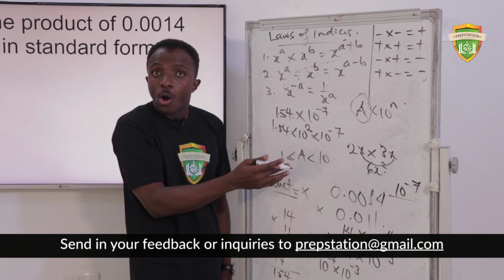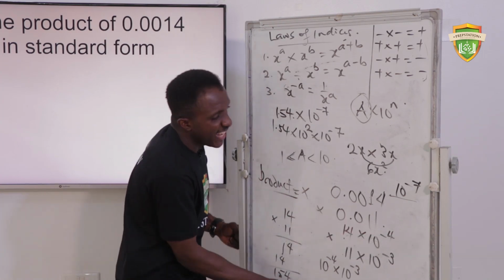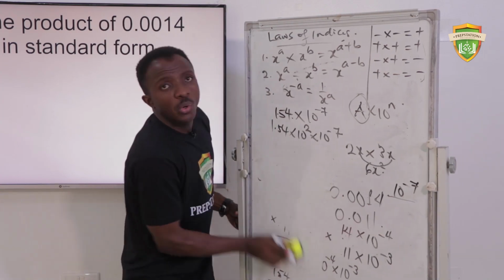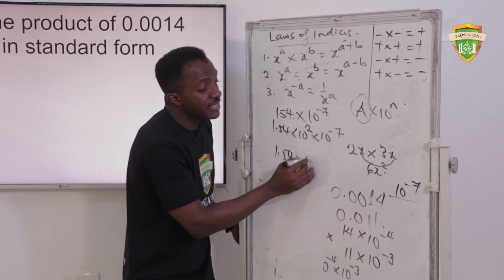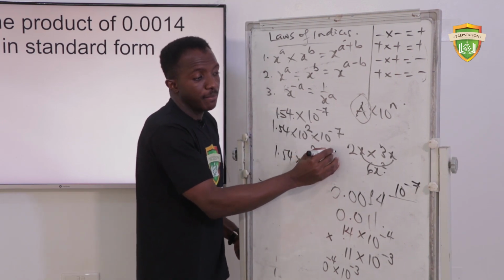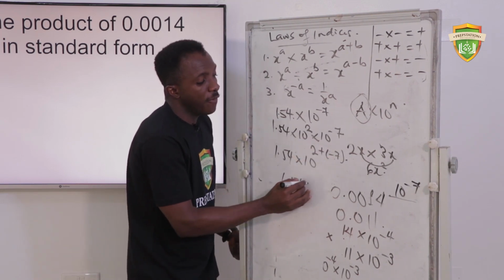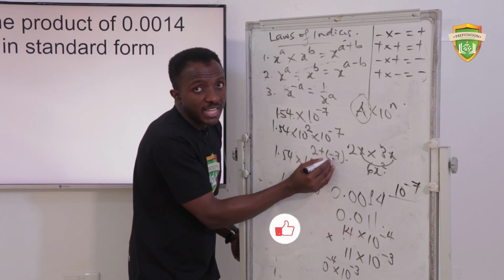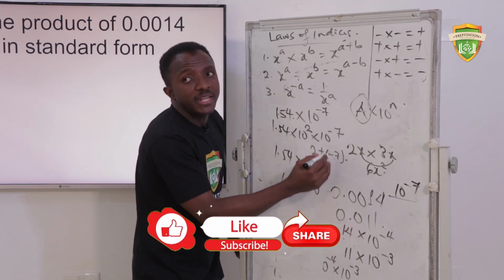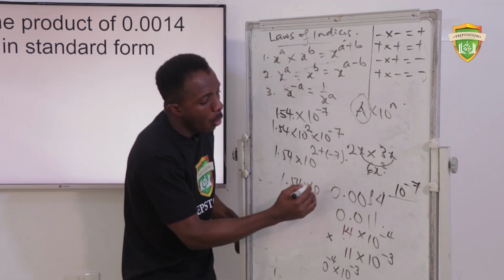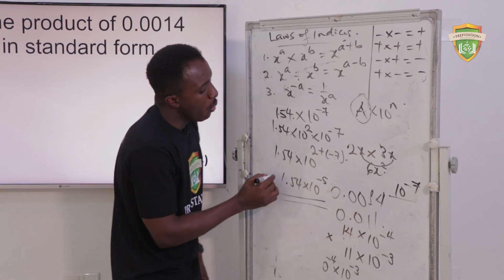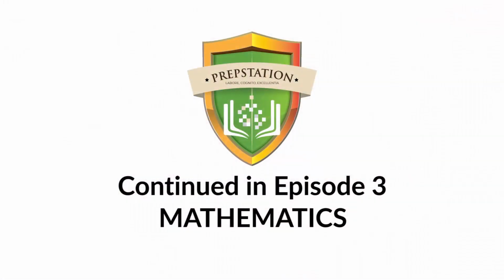So let's quickly wrap this up before I get the next question done. If we do our indices, now we can have 1.54 times 10 raised to the power 2 plus minus 7. That's 1.54 times 10 raised to the power, minus times plus is minus. So 2 minus 7, you have 2, you owe 7. It means when you pay your debt, you still owe 5. So that is 1.54 times 10 raised to the power minus 5. This time around, our answer is not option C, it is option D. So we'll be back.